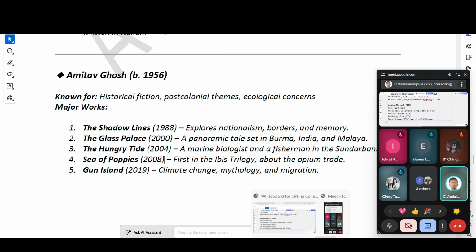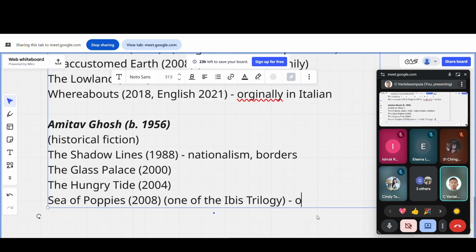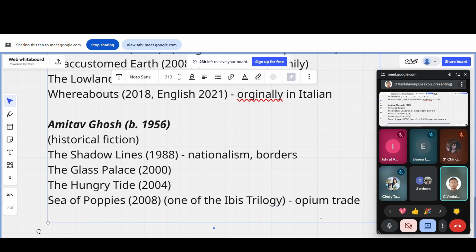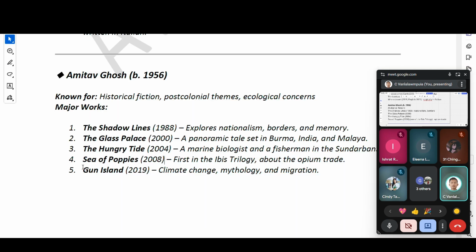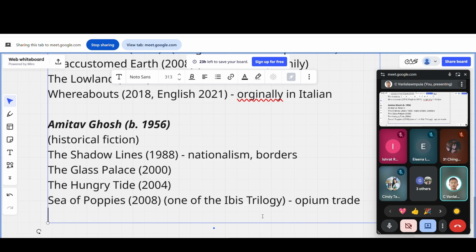It talks mostly about the opium trade. Okay, opium trade. See, even the title says poppies, so opium trade. And next, Gun Island. Gun Island was published in 2019. It mostly talks about climate change and migration. I made all these notes, I'll give them to you guys.